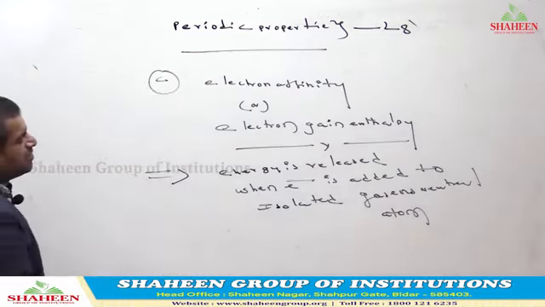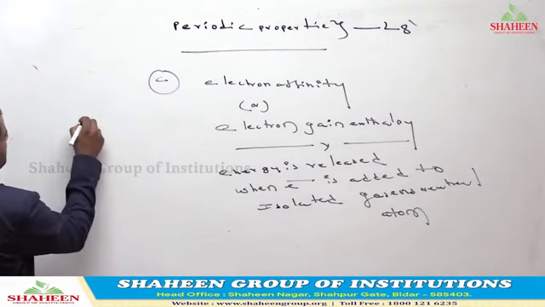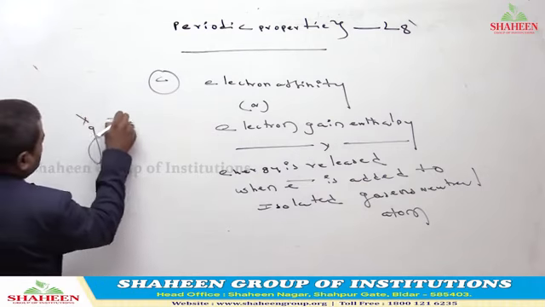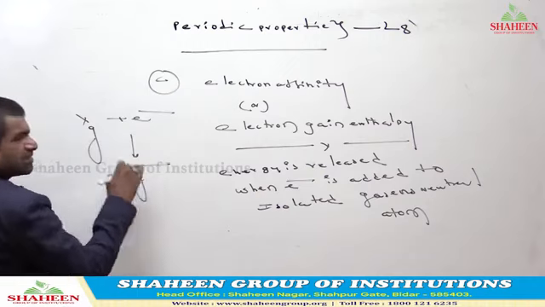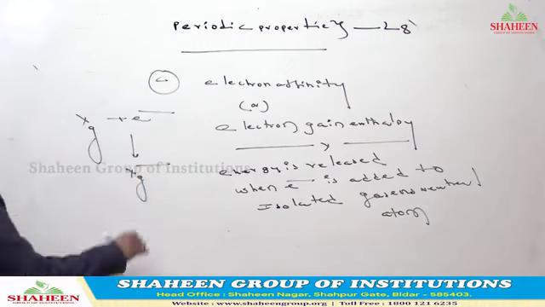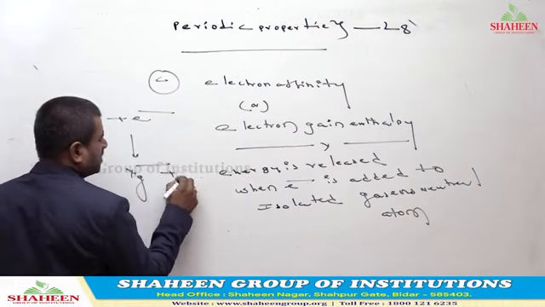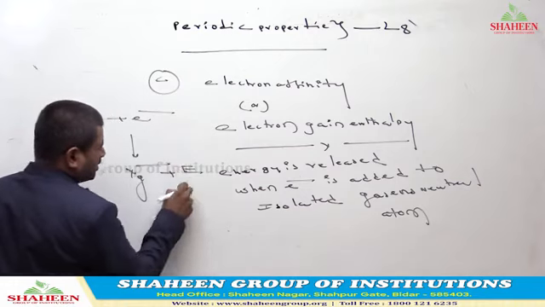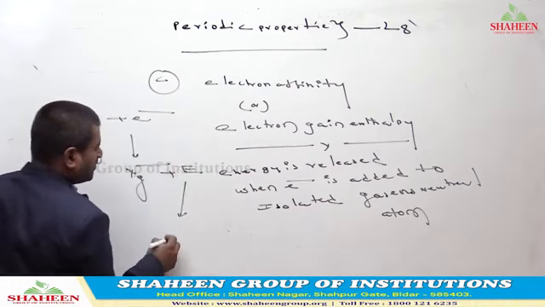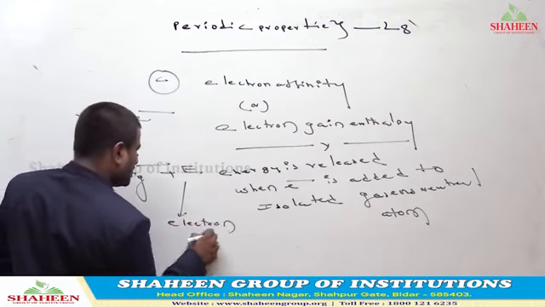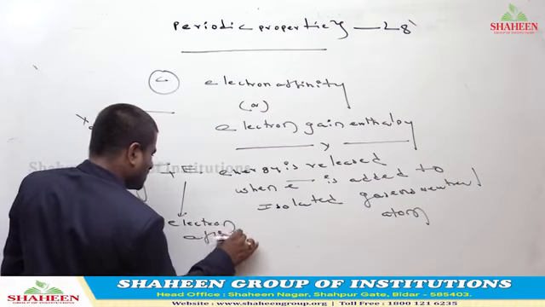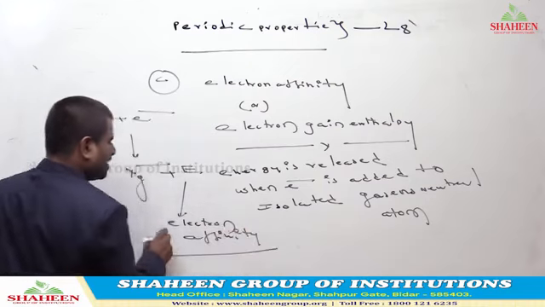Remember students, for example, X gas taken now. X gas combined with an electron is converted to X gas minus ion. In this process energy is released. This energy is called electron affinity or electron gain enthalpy.